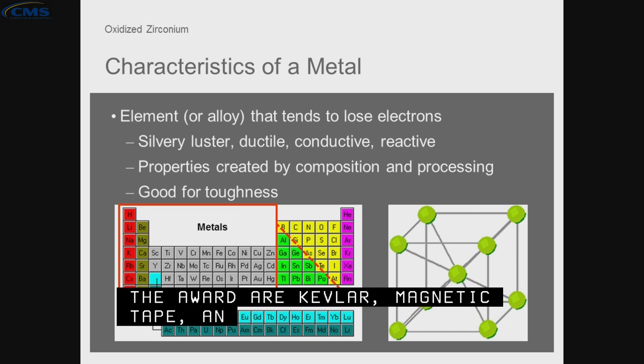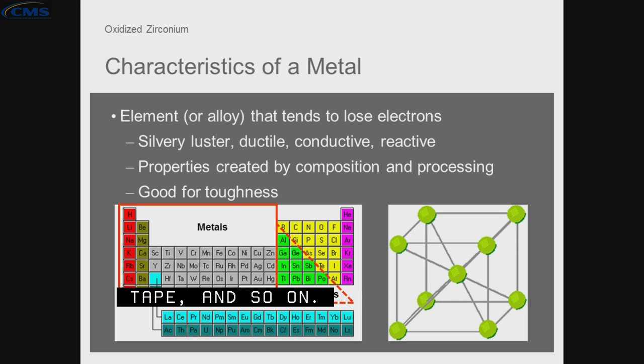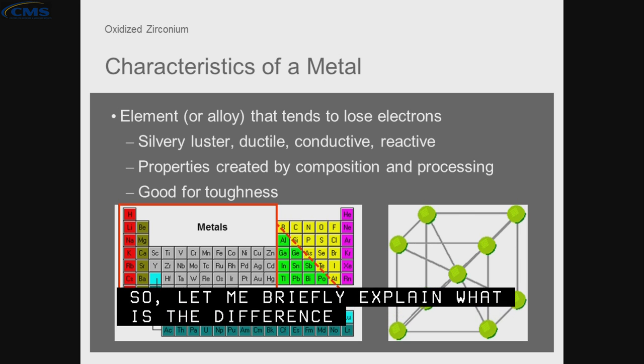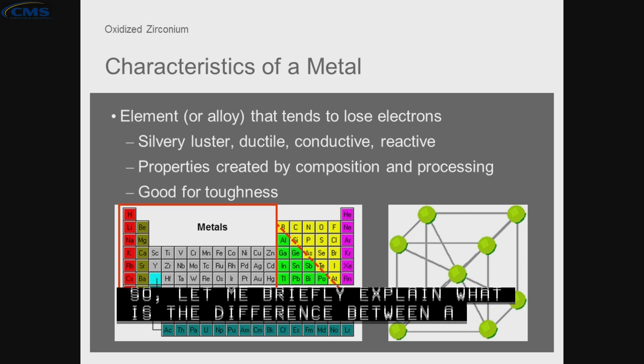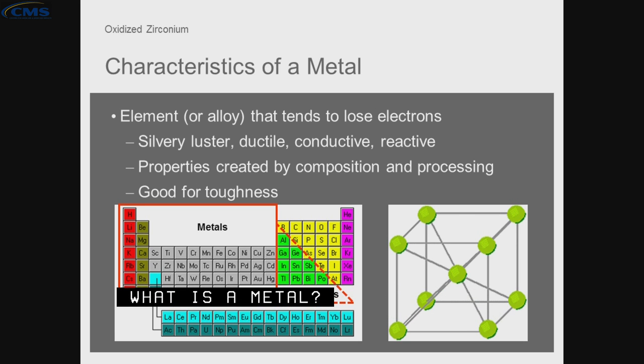So let me briefly explain the difference between a ceramic and a metal. First of all, what is a metal? Metals are metal elements. They're on the periodic chart, and I boxed them in there. They want to give up electrons.